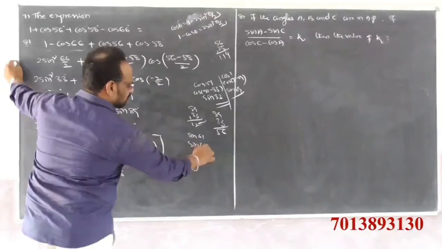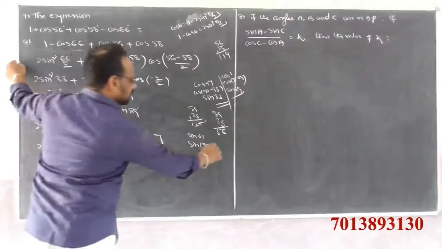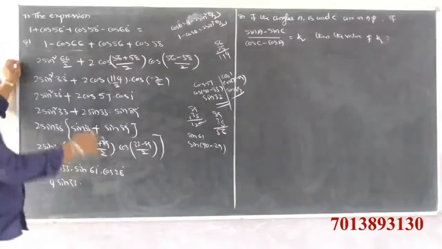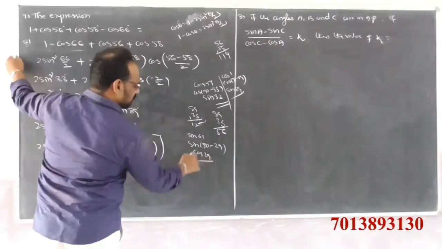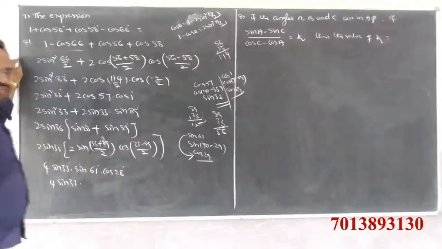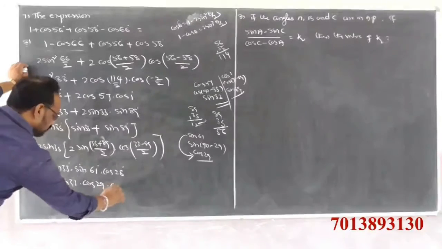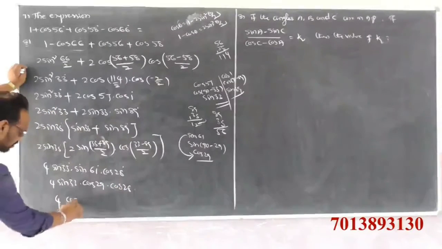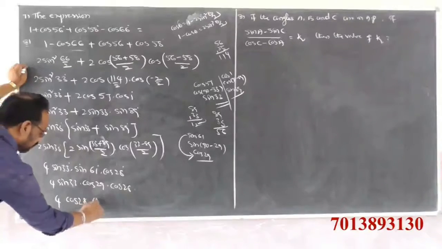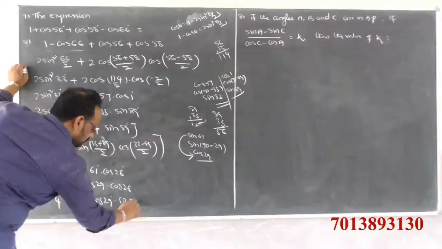Sin 61 can be written as sin 90 minus 29. 90 minus 29 is 61. So we get here sin 90 minus 29 as cos 29. So sin 61 is nothing but cos 29. Right here, that is cos 29 into cos 28. That is 4 cos 28 into cos 29 into sin 33.